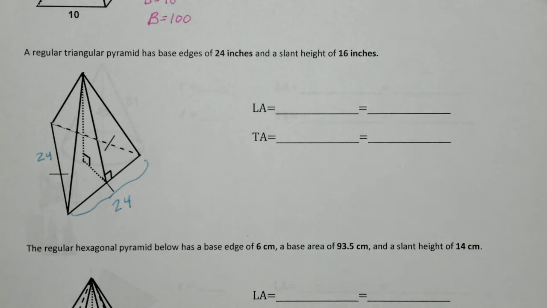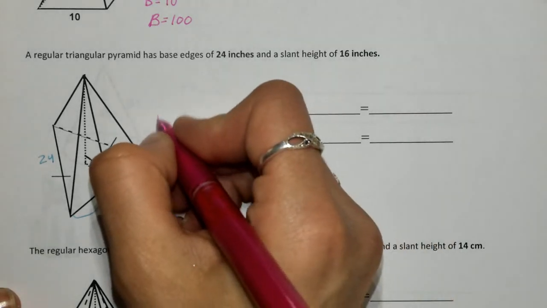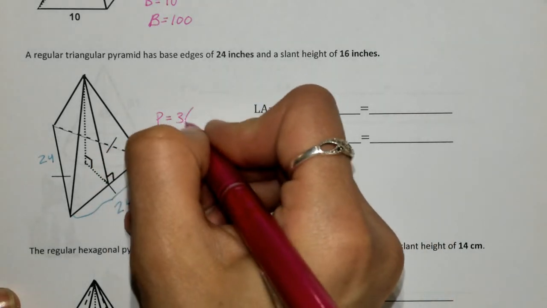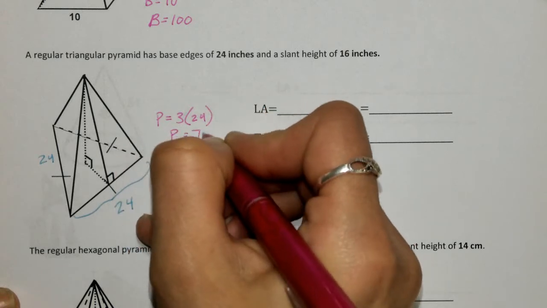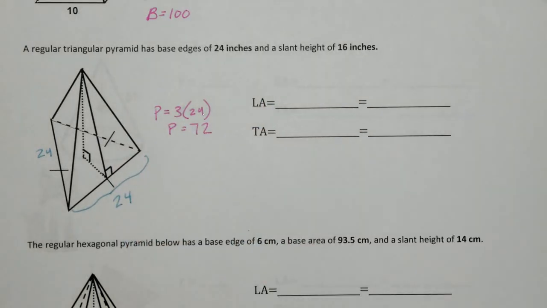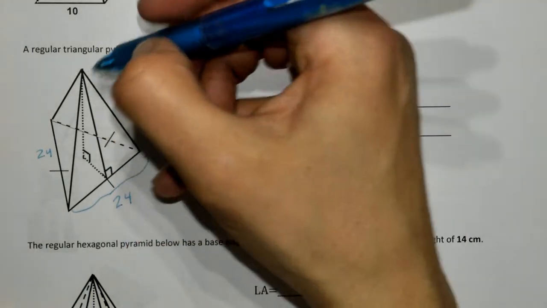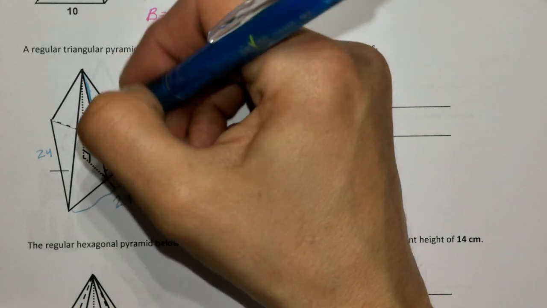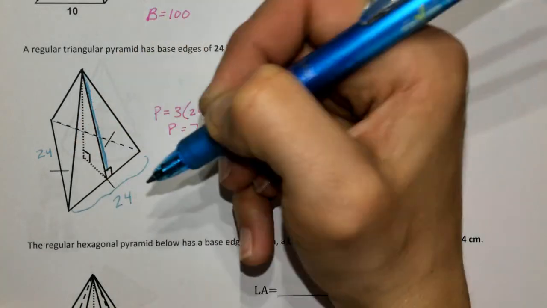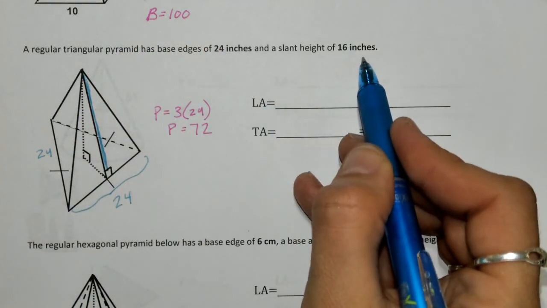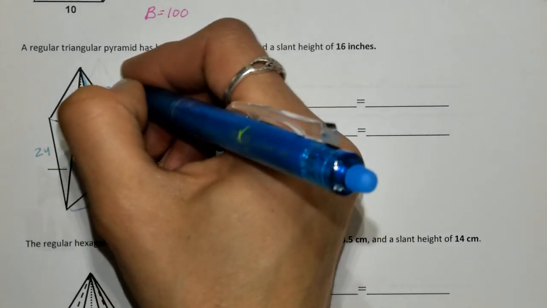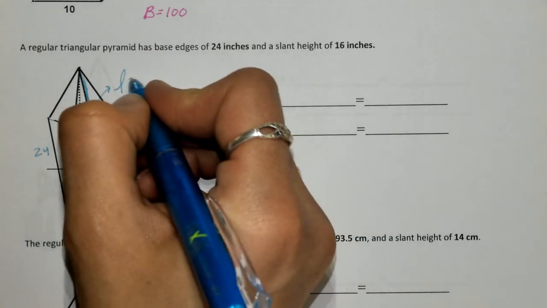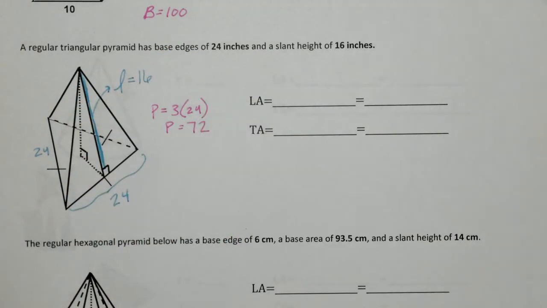So we can automatically find big P here. Big P, we have 3 sides, all 24. Big P is going to end up being 72. All right? We can see our slant height right here. And it tells us up here that our slant height is 16 inches. So right here we could say slant height with that weird looking l is 16.